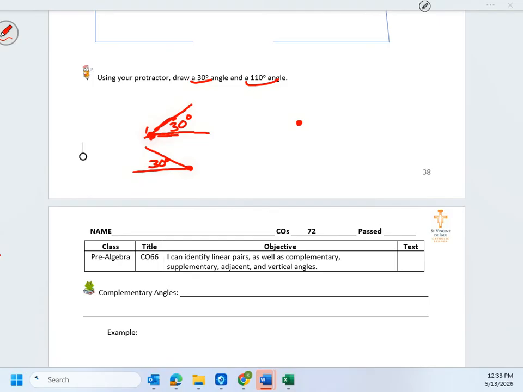Joe? Should we classify it? For this one, it doesn't say to classify it, but you can think to yourself, 30 degrees would be acute, it's got to be little. Okay? If it doesn't say to classify it, you don't have to. Any questions? When you are done, you're going to put your protractor back in the container at the back.